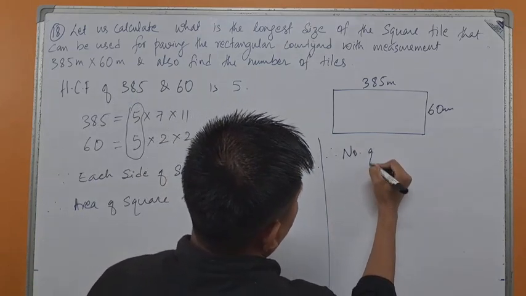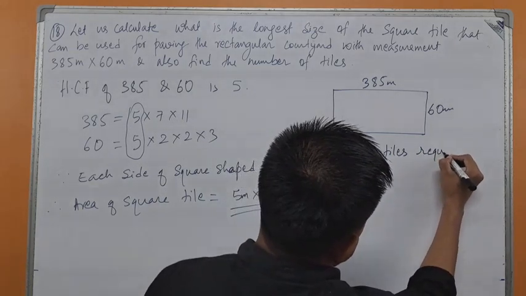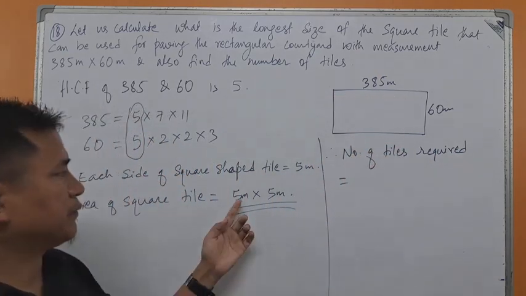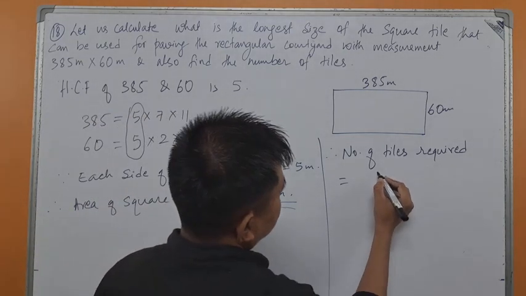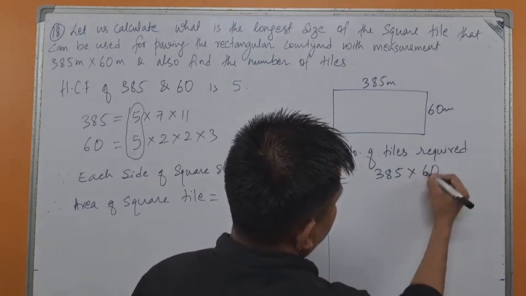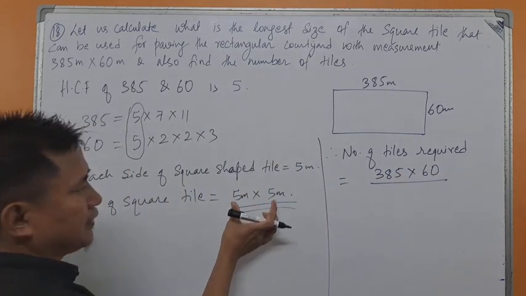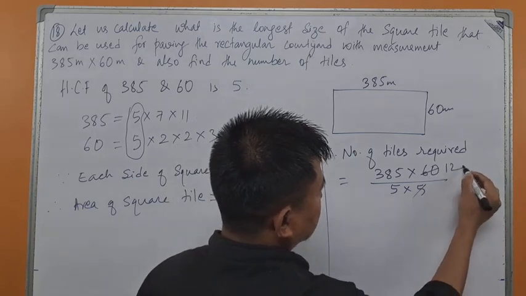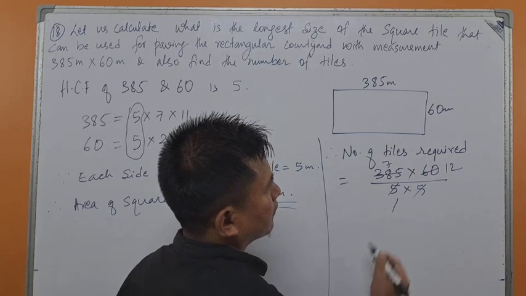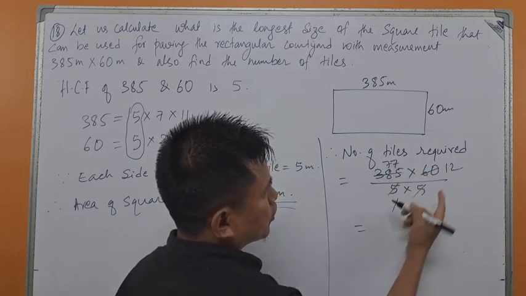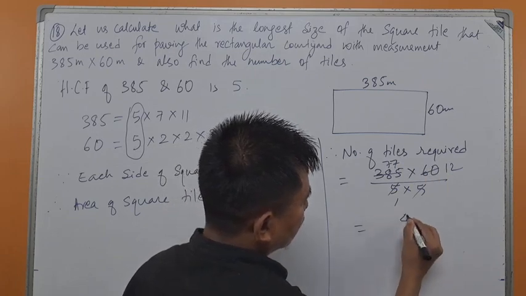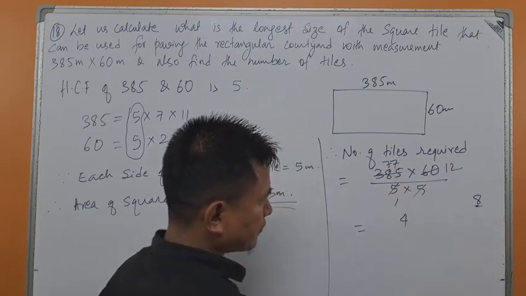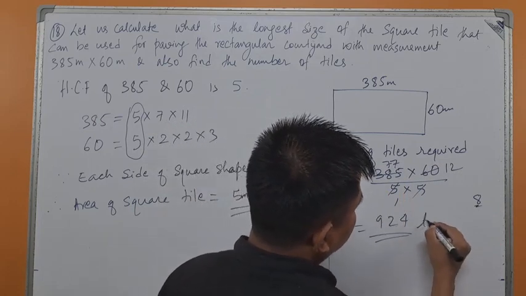Therefore, number of tiles required equal to area of this rectangular courtyard divided by area of each tile, isn't it? Area of rectangular courtyard is length into breadth. This will give us area divided by area of each tile, that is 5 into 5. 5 into 5. So 5 1s are 5, 5 12s are 60, 5 1s are 5, 5 7s are 35, 3 in hand, 5 7s are 35. So 12 7s are 84, 8 in hand, 12 7s are 84, 84 plus 8 is 92, 924 tiles.